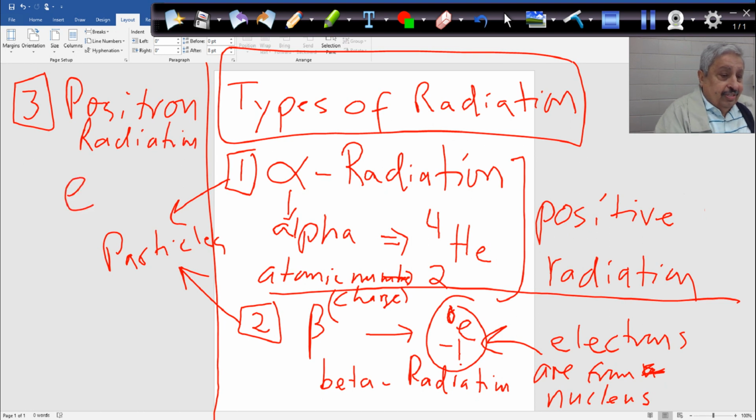The mass is still 0, no mass, but the charge, or atomic number, is +1. Atomic number or charge is +1, correct? That's called a positron. Now, some textbooks don't like this. They take the E out, since E is like electron.